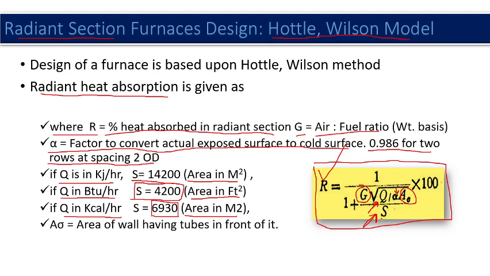And the last one, that is alpha nu, is the area of the wall having tubes in front of it. That is a refractory wall, and you have to calculate the area of that also. If all these values are known, you can find the value of R. That is a simple method to find it. That's one equation, and that equation is known as the Hottel-Wilson model or the Hottel-Wilson method.